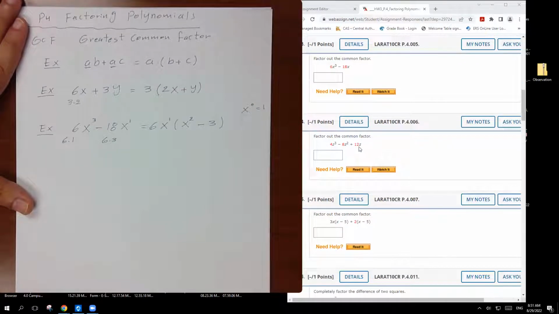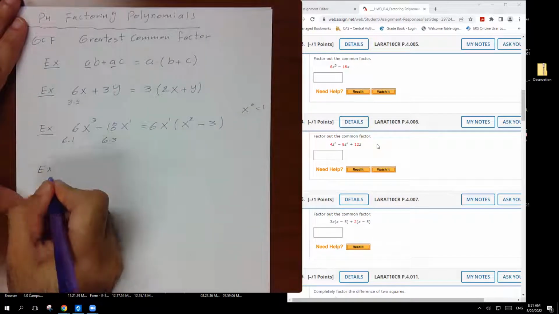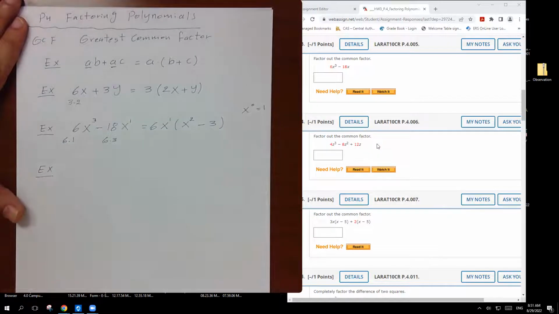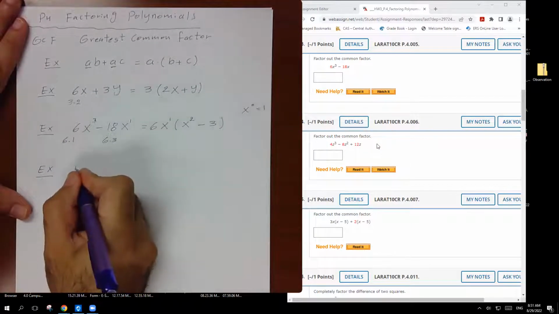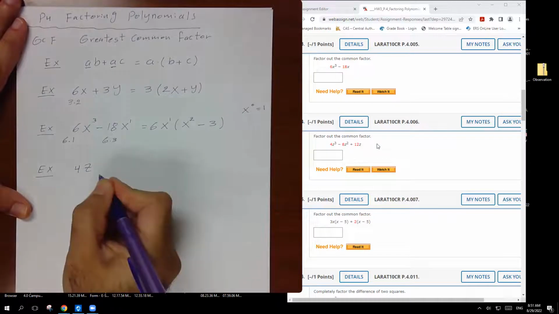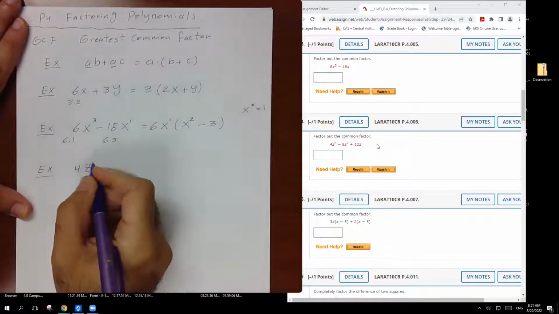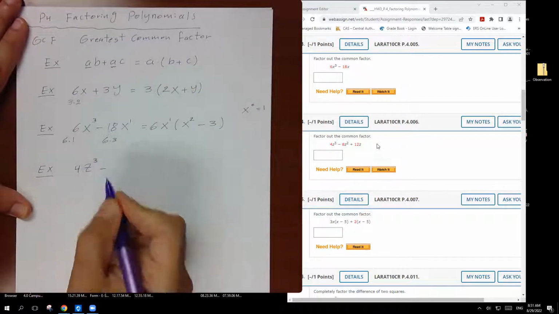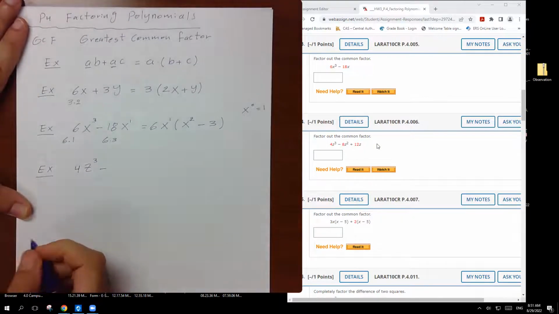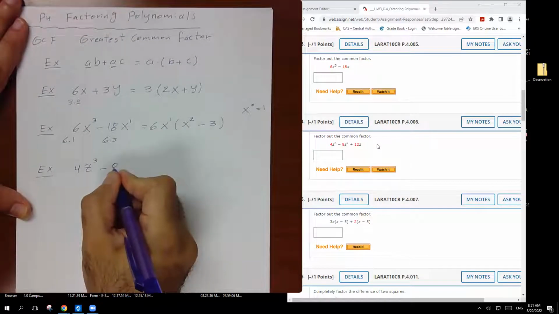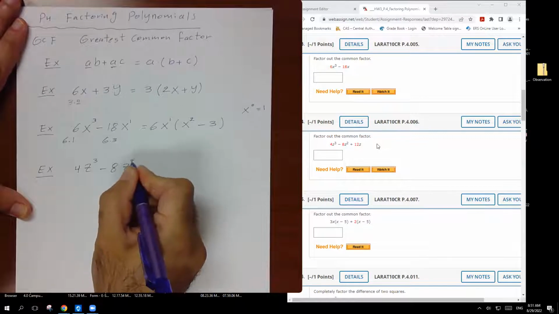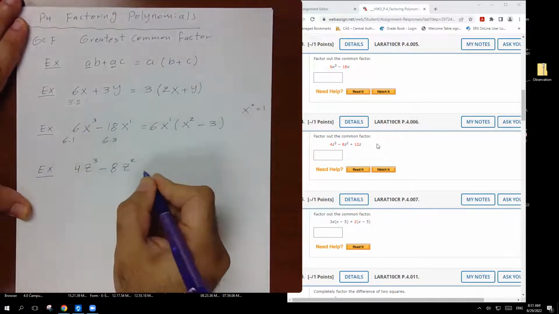Now, what about this example? We have 3 terms. Let's work on this one. You have 3 terms. So if you have 4z cubed minus 8z squared plus 12z.